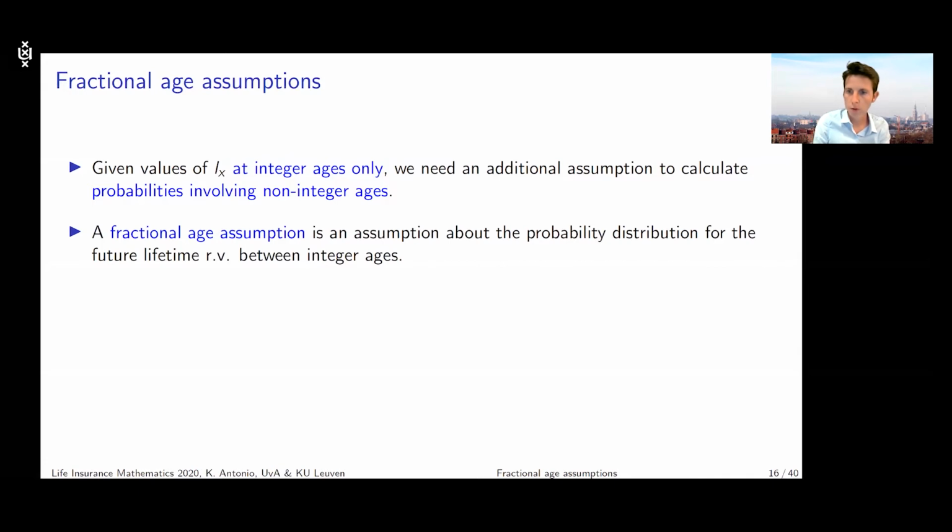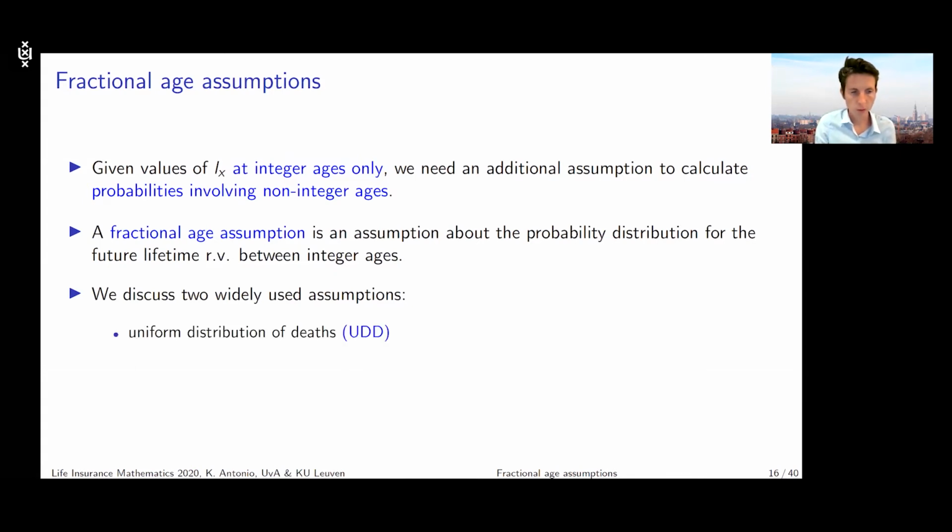It's an assumption about the probability distribution for the future lifetime random variable in between two integer ages. We're going to discuss two widely used assumptions, and you're allowed to use them as long as you refer to the particular assumption that you're using, for instance during this week's computer lab. The first one is called the uniform distribution of deaths, with acronym UDD. The second one is called the piecewise constant force of mortality. I think you can already figure out what the second one means.